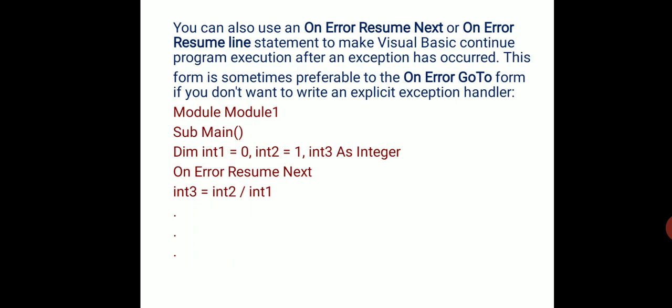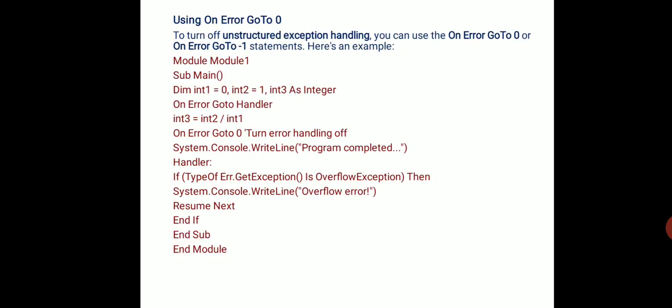So here resume next means it will resume the next line of the error statement. The error statement is int 3 equal to int 2 divided by int 1, and it will execute the next statements after the error line. Okay, here is one more: using on error go to 0 to turn off unstructured exception handling. You can use on error go to 0 or on error go to -1 statements. Here on error go to 0 and on error go to -1 act the same.